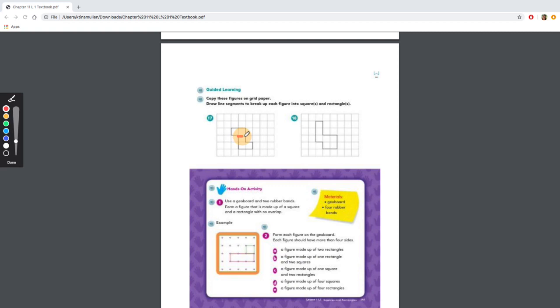Another way to split it would be to go like this and this. Now I have square, rectangle, rectangle. There's lots of different ways to do it. Just don't go diagonally because then you'll end up with figures that are not squares or rectangles.